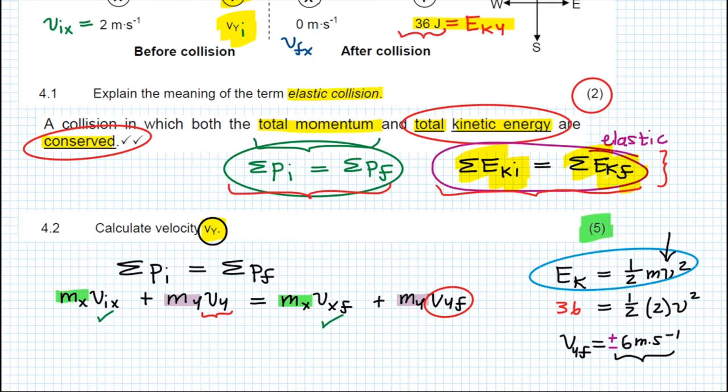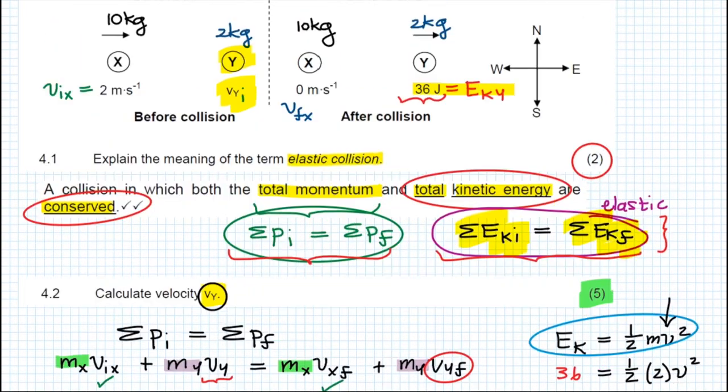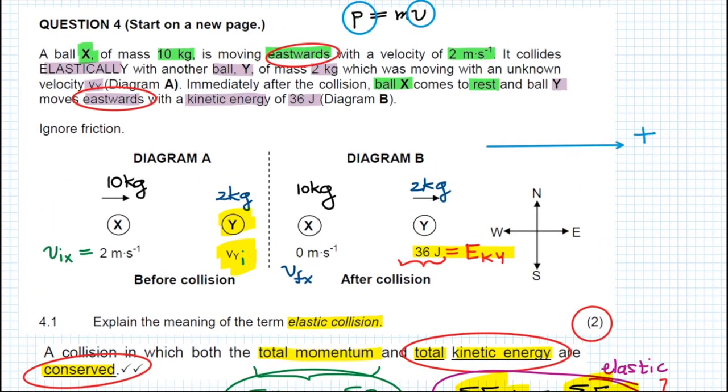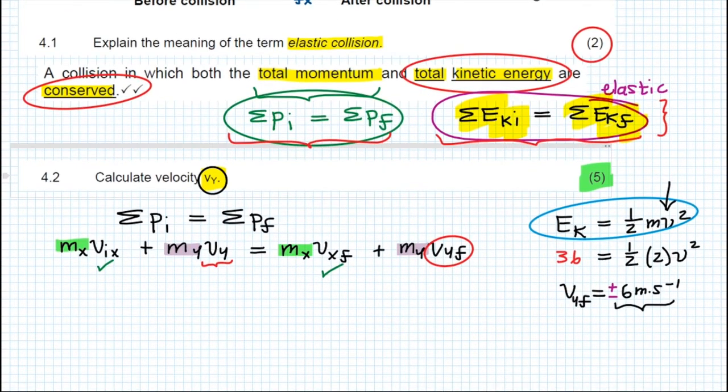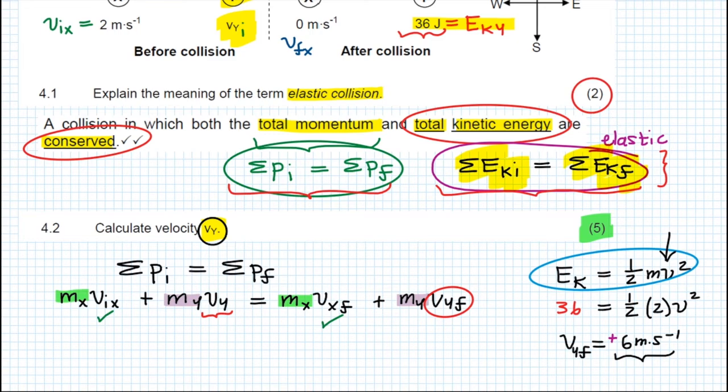You may remember in mathematics, when we take the square root, we write plus or minus at the front. So we now need to go back to the situation to determine in which direction ball Y is going to move. They say, after the collision, ball Y moves eastwards, and we have chosen eastwards to be positive. Therefore, we say that the velocity is positive. So it's positive 6.